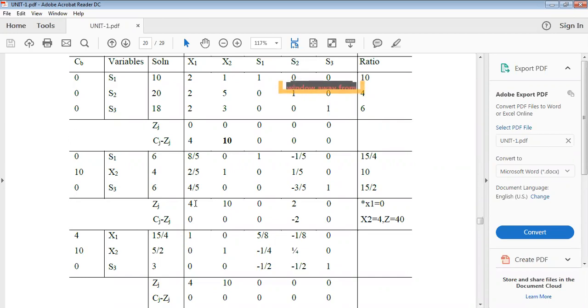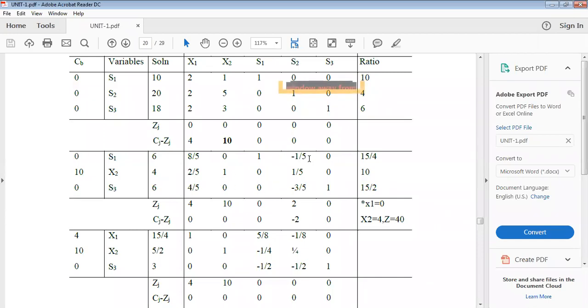It is coming as 4. Sorry, 0 into 8 by 5, 0, 10 into 2 by 5, and it is coming as 4. Next, 0 into 1, 0 into 0, 10 into 1, 10 into 1, 0 into 0. So here you will get 10. Next, 0 into 1, 0, 10 into 0, 0, and 0 into 0, finally you will get 0.